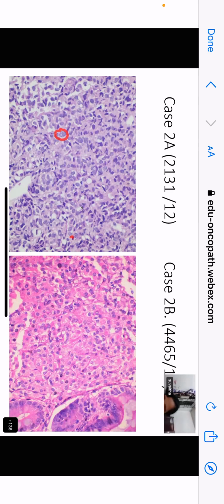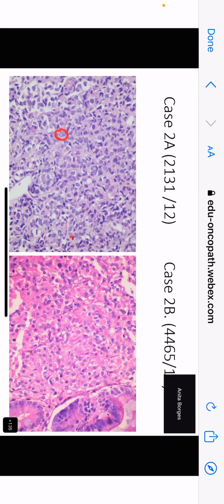On the right hand side, I can see round to oval cells with round to oval nuclei. And these cells have a salt and pepper type chromatin, and they have a prominent granular eosinophilic cytoplasm. They have distinct cell borders.